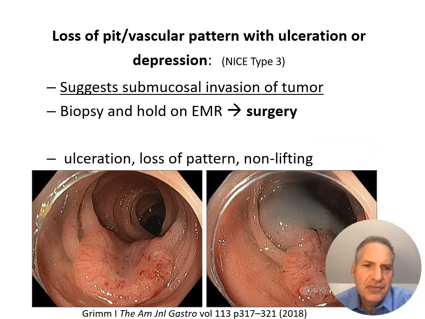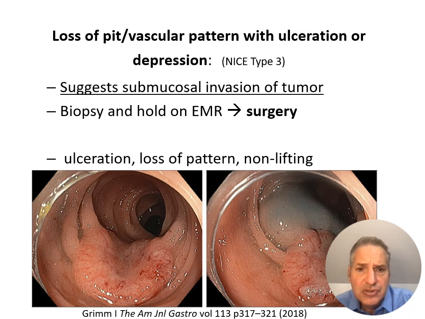If you identify the loss of a pit pattern or vascular pattern in an area of ulceration or depression, this suggests submucosal invasion of a tumor. In these cases, it's advisable to biopsy the lesion, forego EMR, and refer the patient to surgery.